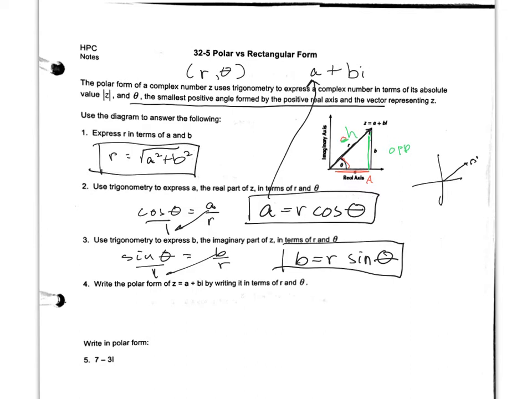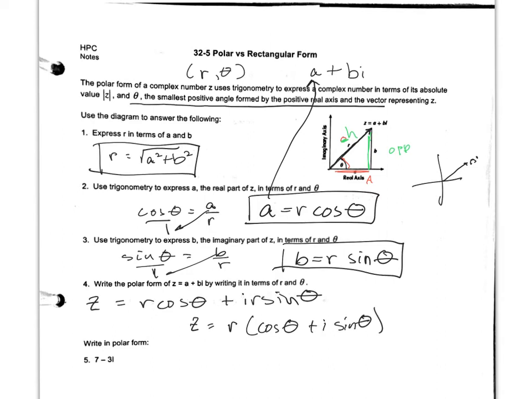I'm going to show you how to use them here in number 4. It says write the polar form of z. z is a number, and we want to put it in r and theta. If we put this together, z is equal to r cosine theta plus i r sine theta. This is basically a plus bi. Now, if we factor out an r, because they both have it, the easier way to write z is r times cosine theta plus i sine theta.